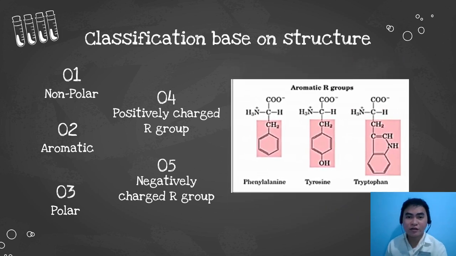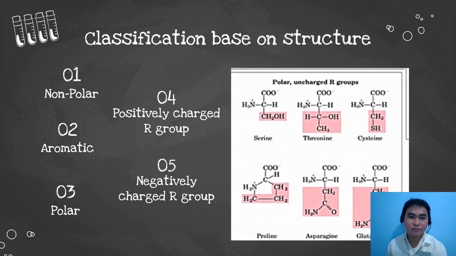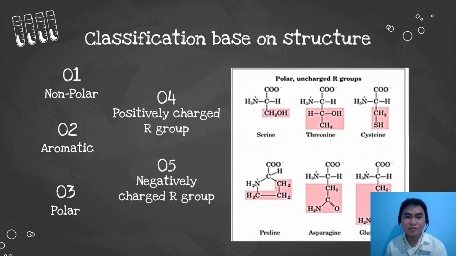Aromatic R groups are amino acids whose side chain contains an aromatic ring, hence the name of the group. Puro may mga benzene ring. Next is the polar group. These are the groups that are uncharged and their side chains love to place outside the folding.